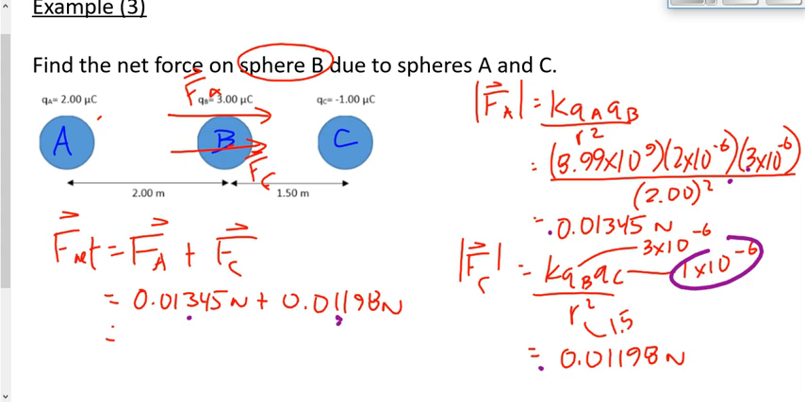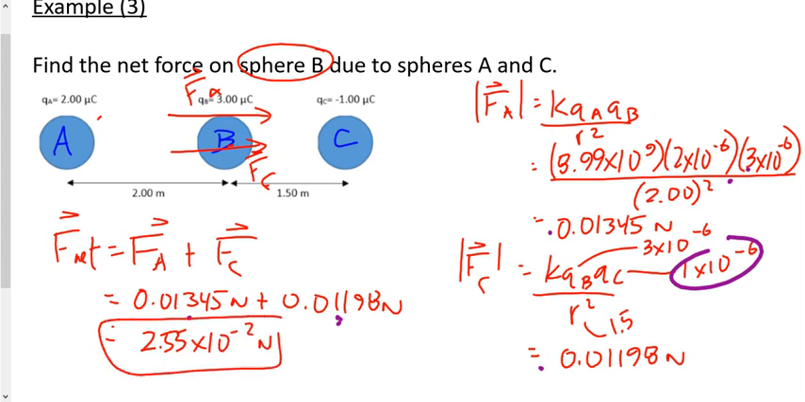Yeah. So we add these up. We add these up and we get 2.55 times 10 to the negative 2 newtons. And of course it's positive, which means it's to the right, which you know it's going to be when we have two forces that are acting to the right.